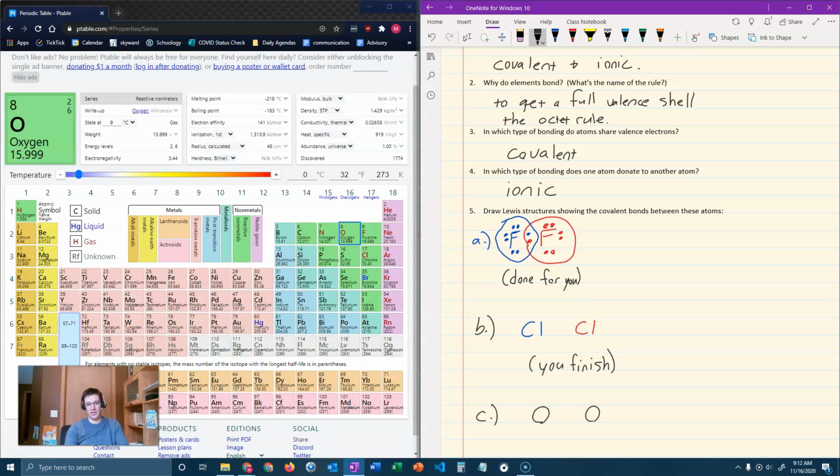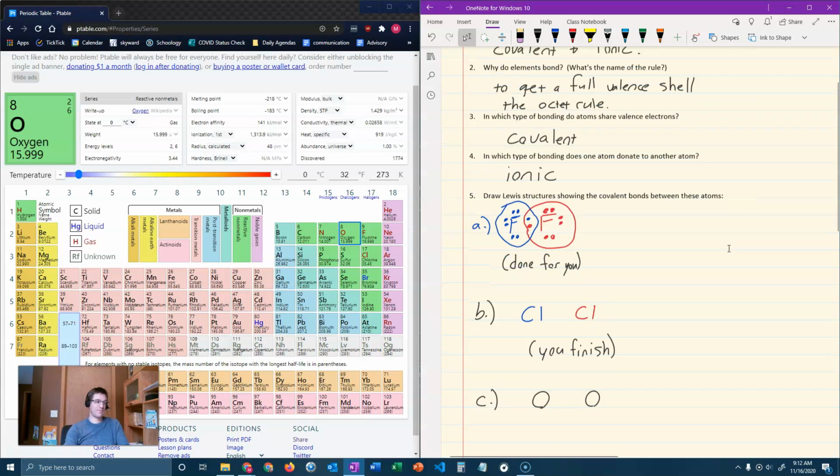That's ionic bonding. It's called ionic, by the way, because when one atom donates to another atom, that makes those two atoms into ions. We're going to talk more about ions later in this unit.